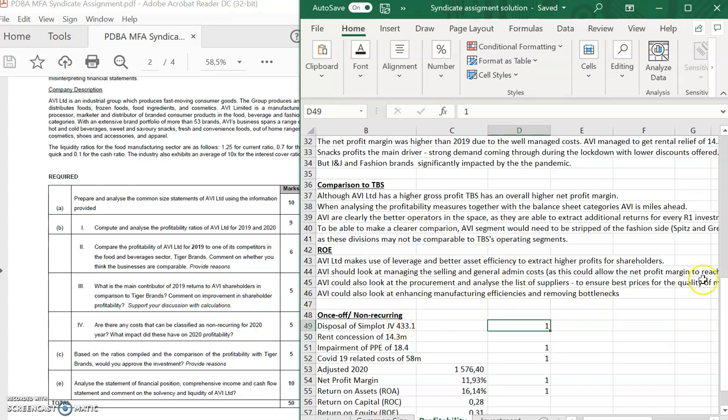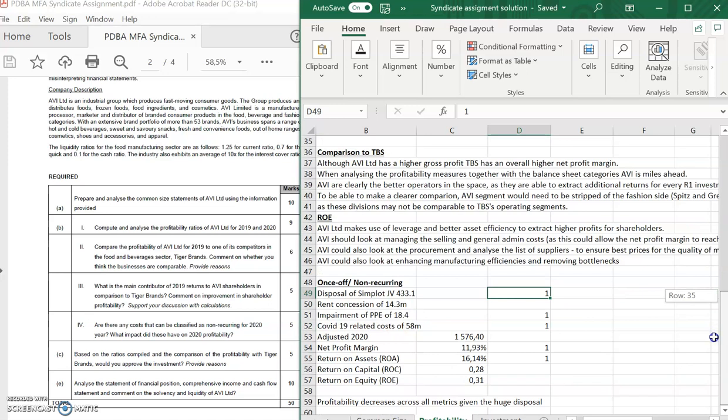Okay, in terms of your recurring costs, what we needed to do was look at all the recurring costs. We got a rent concession of 14.3, so it did reduce our costs this year. We had an impairment of PPE of 18.4 and we had COVID-related costs of 58 million. If you chose to leave out the disposal, it was fine because it only asked for recurring costs. But if some people added it, I did also give a mark for your disposal of your JV.